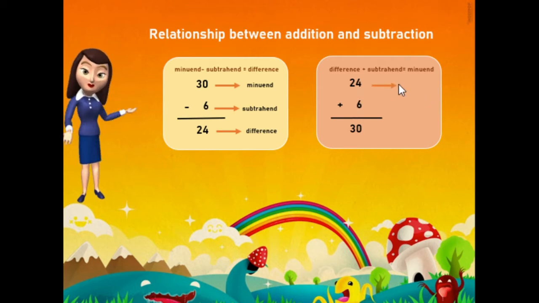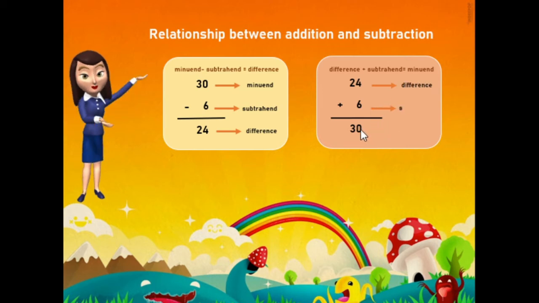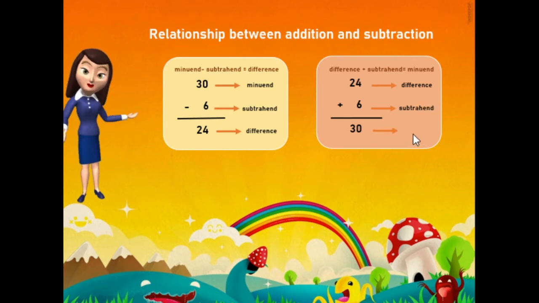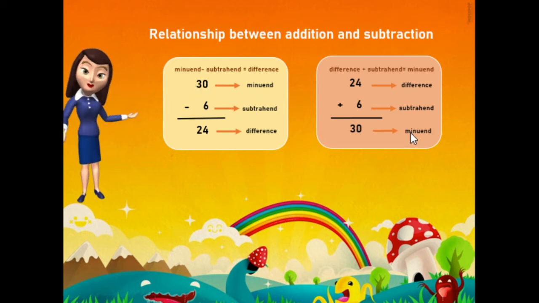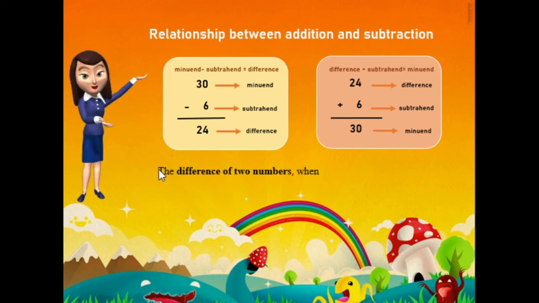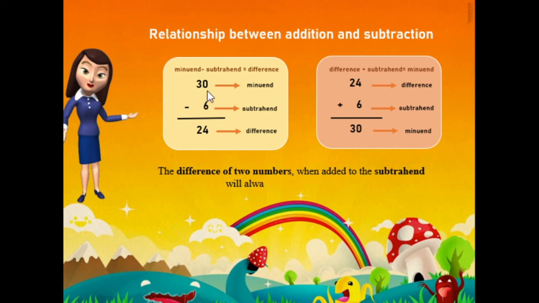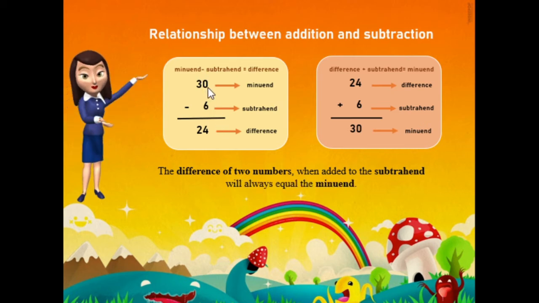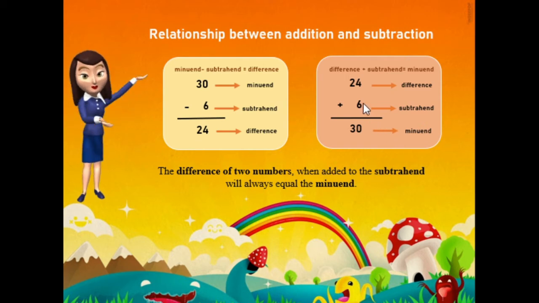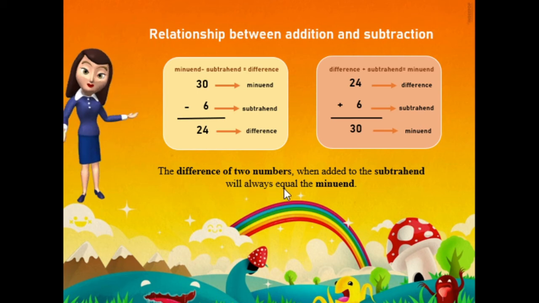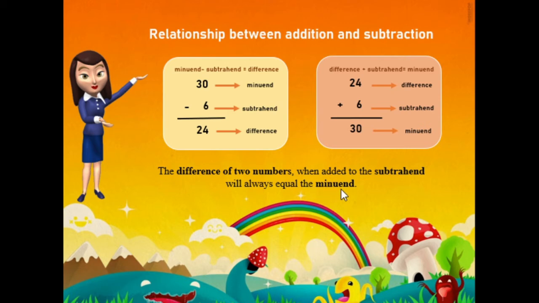24 is our difference, remember? 6 is the subtrahend and 30 is our minuend. See? 30 minuend. That means the difference of two numbers, which is 24, if you add to subtrahend, which is 6, will always equal the minuend.